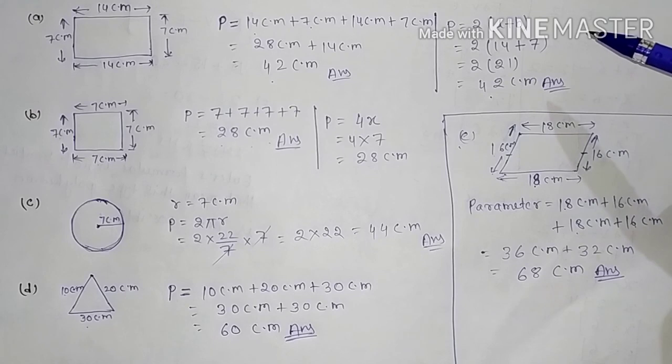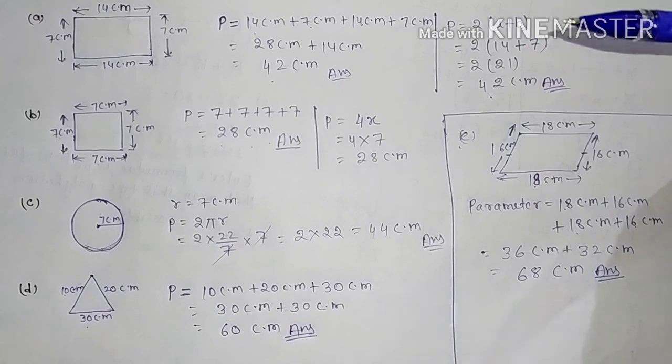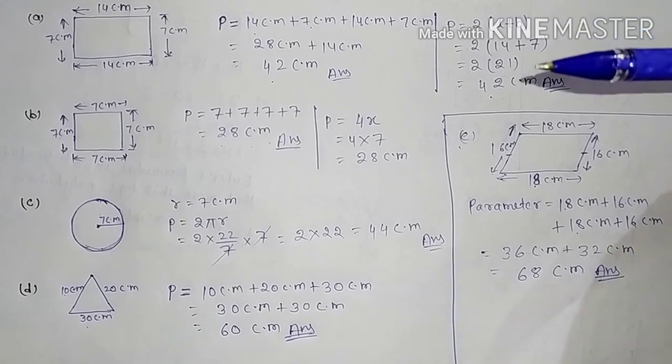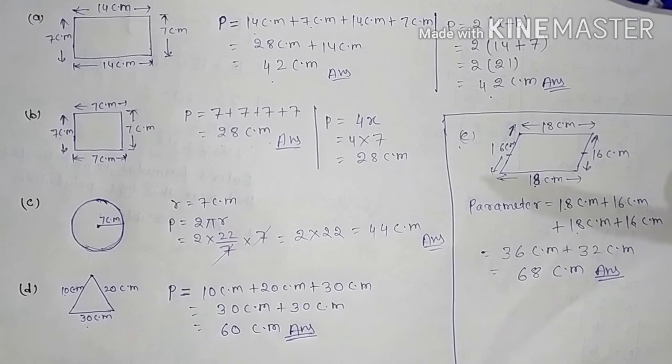Now this is the complete explanation or introduction part of chapter number 11, that is mensuration. And in the next video we will discuss exercise 11.1, and in that exercise the questions are given on the basis of perimeter and area, which I have explained earlier to you.